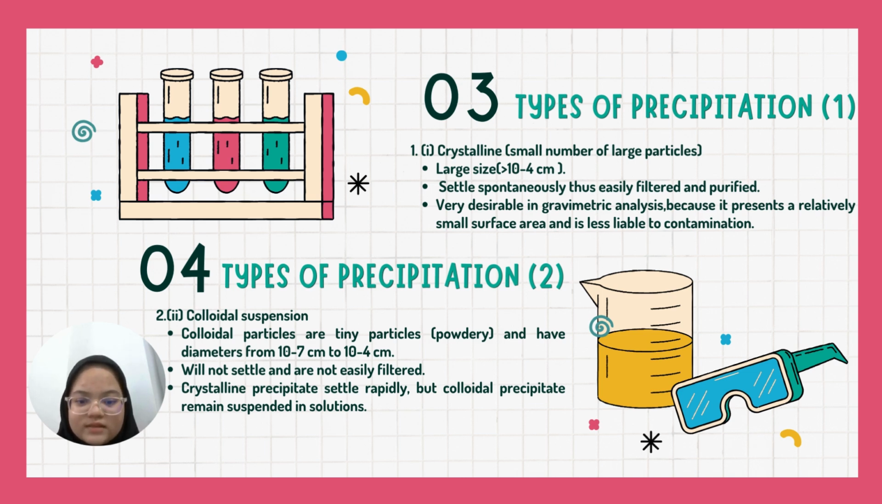Next, for colloidal substance, they are tiny particles and have a diameter between 10 to the power of -7 cm and 10 to the power of -4 cm. They will not settle and are not easily filtered. For your information, crystalline precipitate settles rapidly, but colloidal remains suspended in the solution.